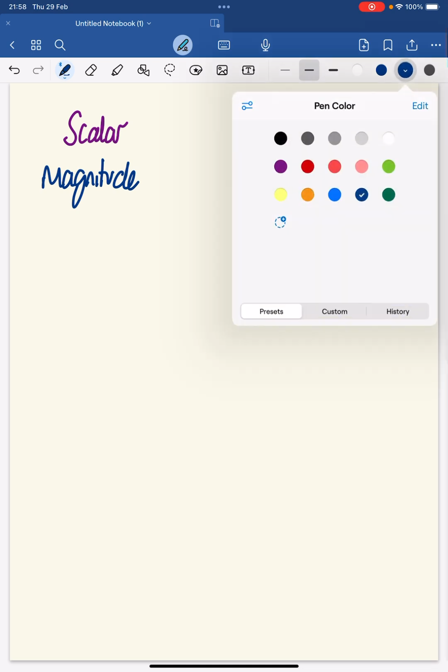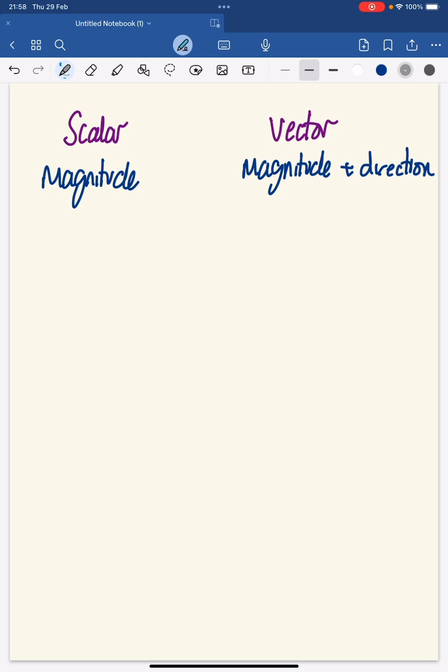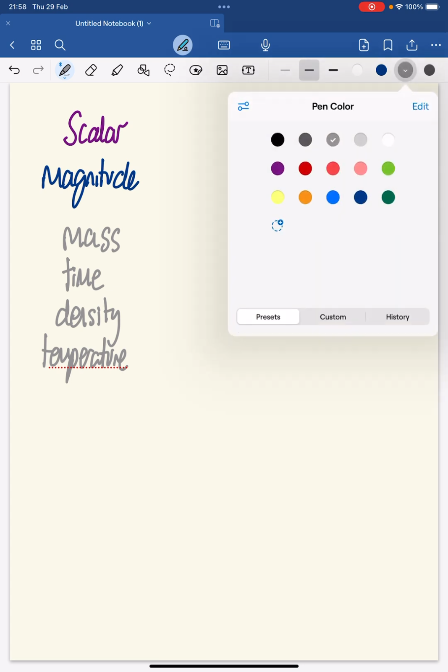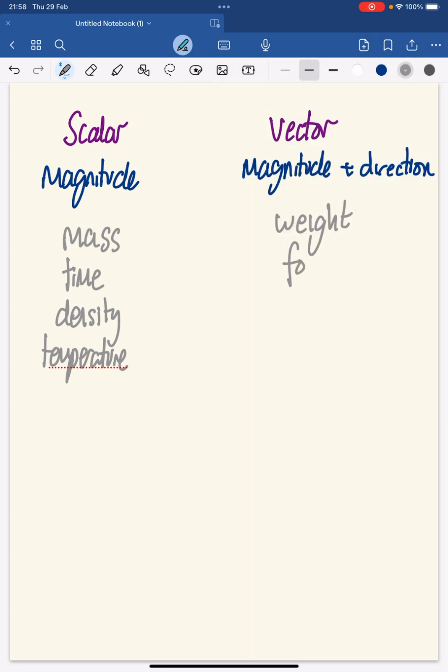So examples of scalars, when we think of what we measure, scalars are anything that we've got without direction. So for instance, mass. Mass is a scalar compared to weight. That is a vector. Time is a scalar. Density, temperature, all of these are scalars. Vectors might include examples like weight, and really any other forces from that.